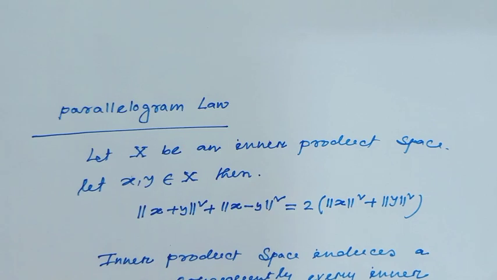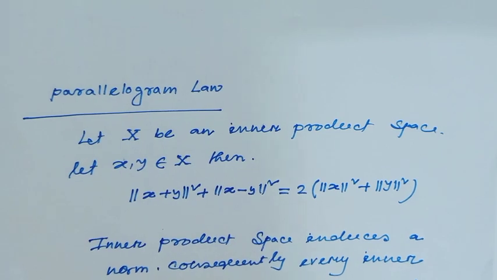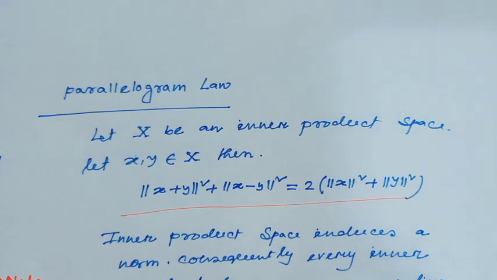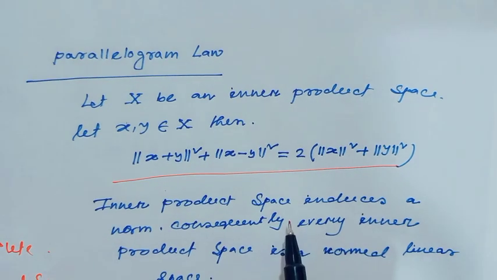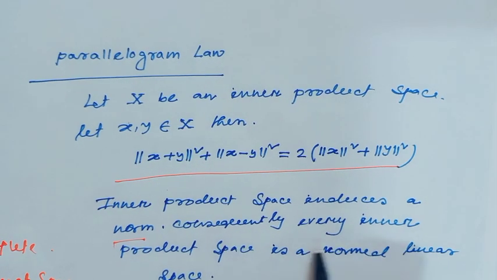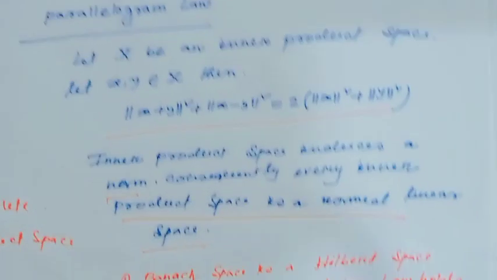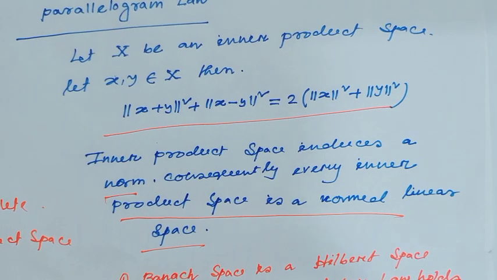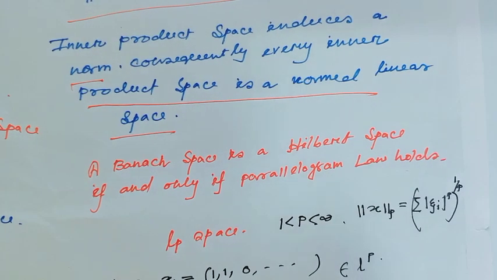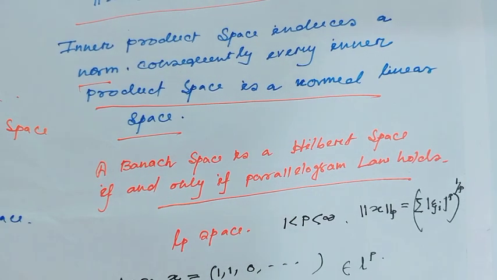In an inner product space, the parallelogram law always holds, and we all know what the parallelogram law is. This is the parallelogram law. So an inner product space induces a norm. Consequently, every inner product space is a normed linear space. But not every normed linear space is an inner product space. So a Banach space is a Hilbert space if and only if the parallelogram law holds.